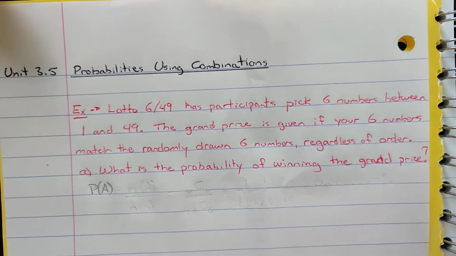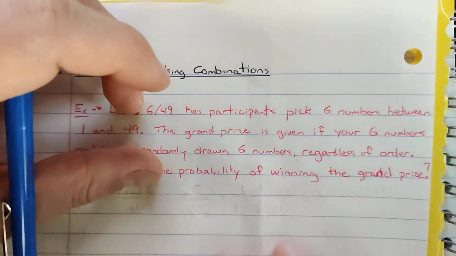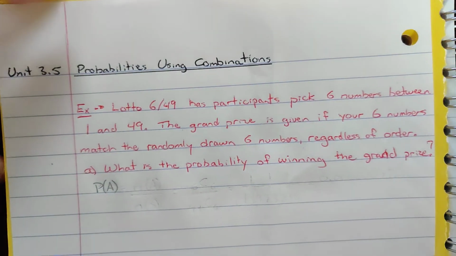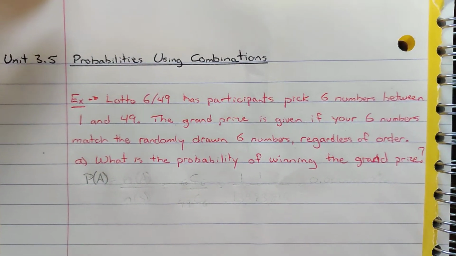In this case here, we have Lotto 649 has participants picking 6 numbers between 1 and 49. So that's the name, 649. We were picking 6 out of 49. So this is the old lottery in Ontario. I think it's been replaced by Lotto Max and I believe some other ones out there now. But this was our old Ontario lottery.